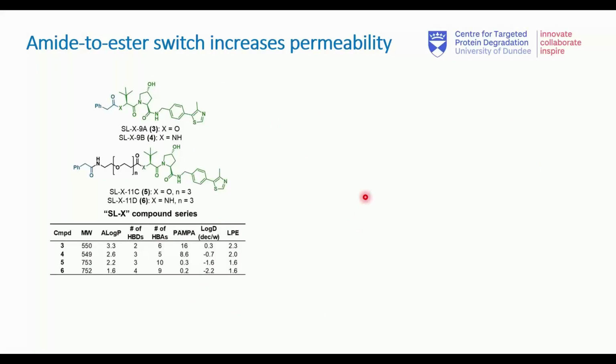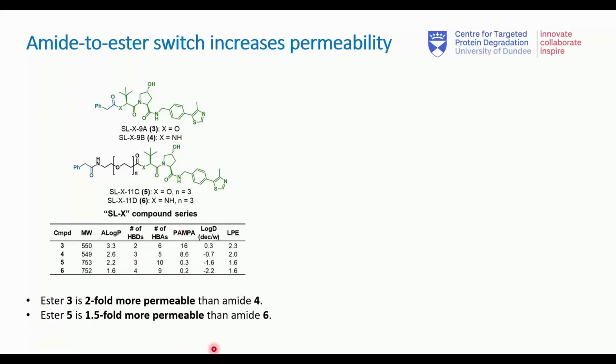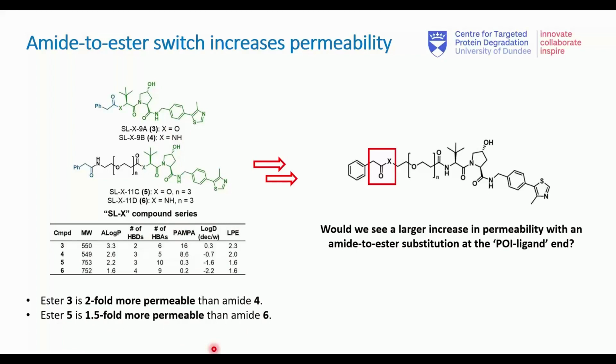So from this work, what was also interesting is they wanted to investigate removing a hydrogen bond donor and switching to a hydrogen bond acceptor by an amide-to-ester switch. You can see here, instead of the amide here and here, it's been switched to an ester. And this makes a difference in the permeability of these compounds. In this case, 3 and 4 is twofold more permeable, and between 5 and 6, it's 1.5 times more permeable. And this is quite interesting.